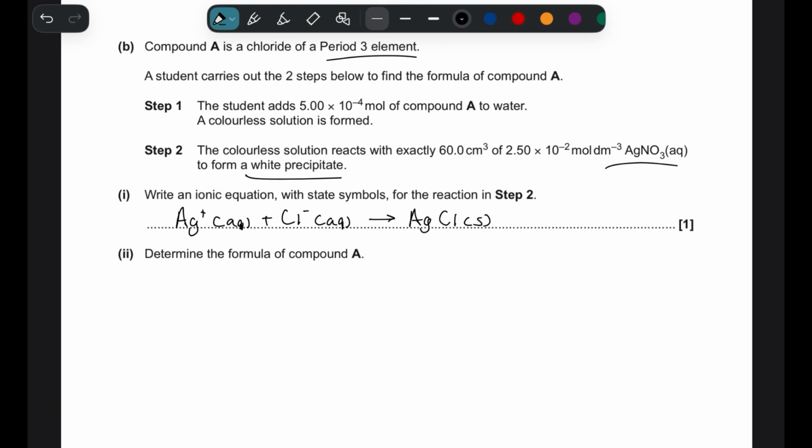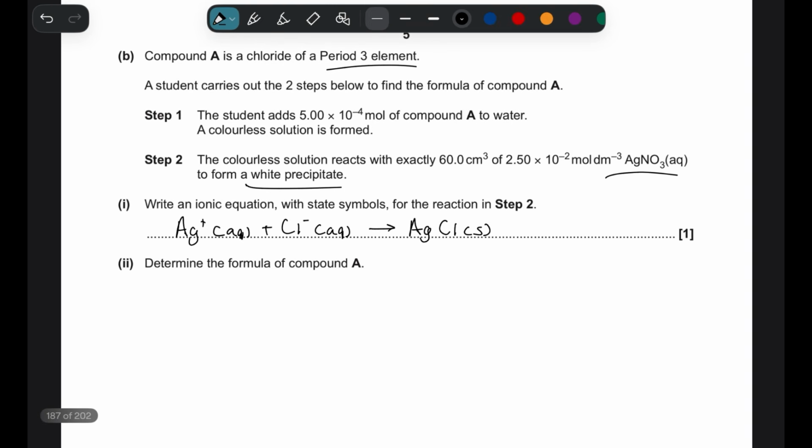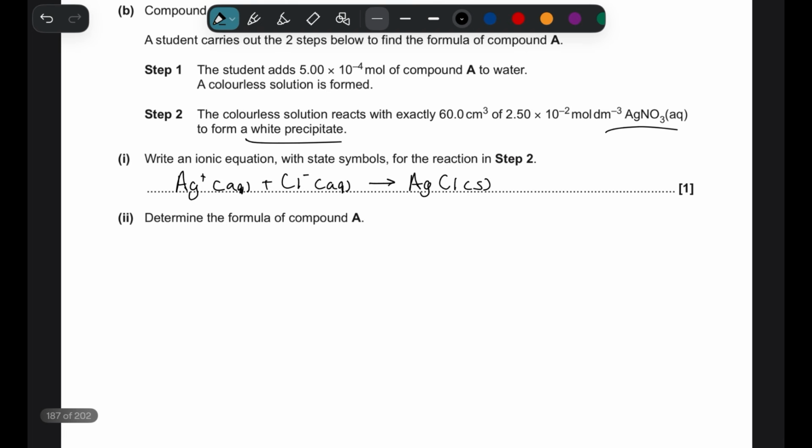Now, in terms of the formula for compound A, this is a bit more difficult. So I'm thinking, okay, we have the moles of compound A. We need to think, what is the moles of our silver nitrate, and then that will help us to find a ratio, which will give us what the element is from period 3 for compound A.